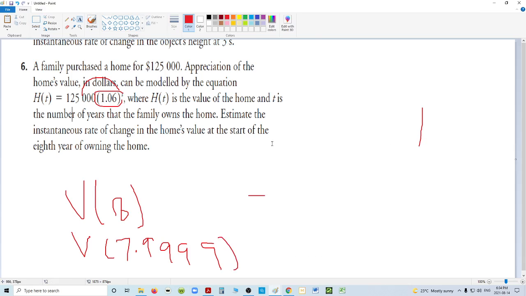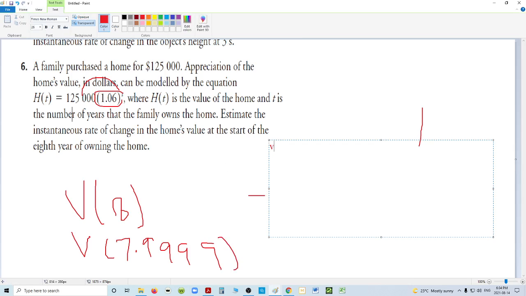Okay, how do you figure that out? Well, just do it slow if you want. I'm going to take my value at 8 and subtract my value at 7.9999. And it's all going to be divided by 8 minus 7.9999. And if you take your calculator out, you're going to get 0.0001. That's my h.